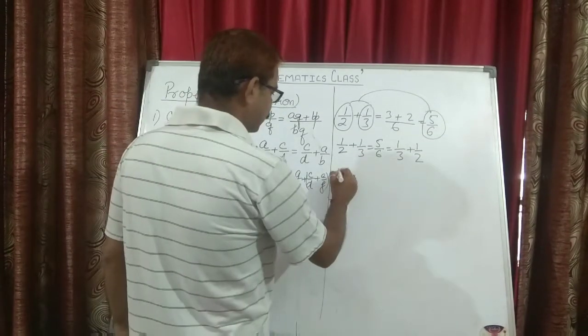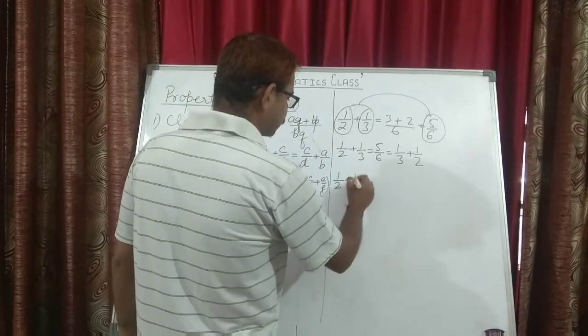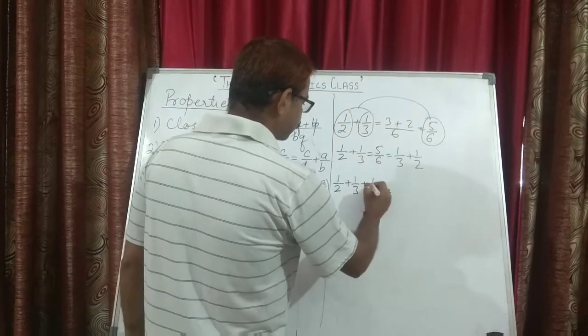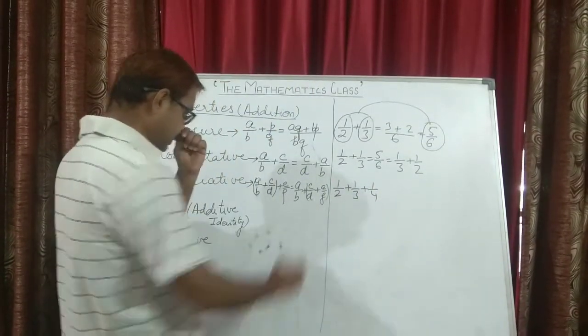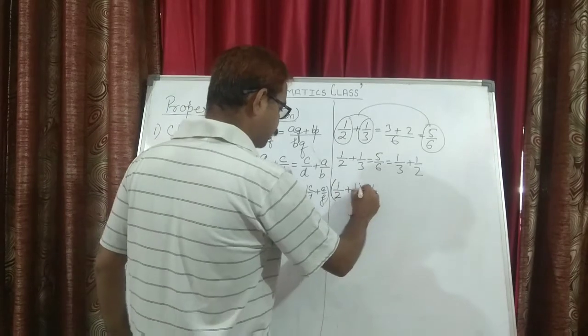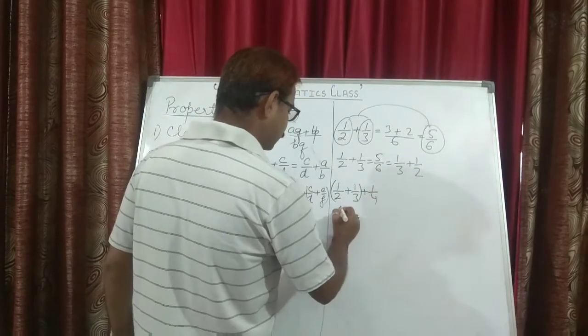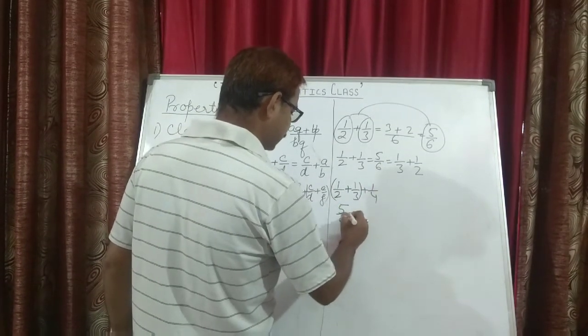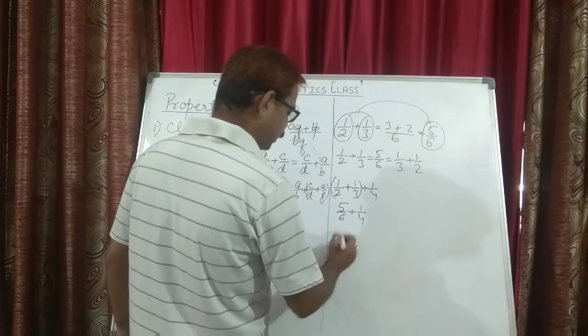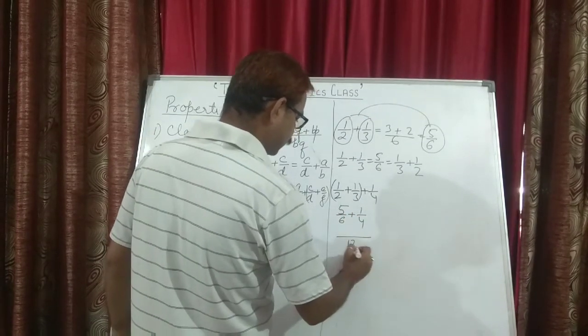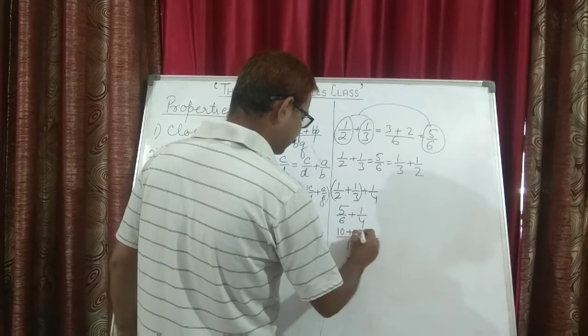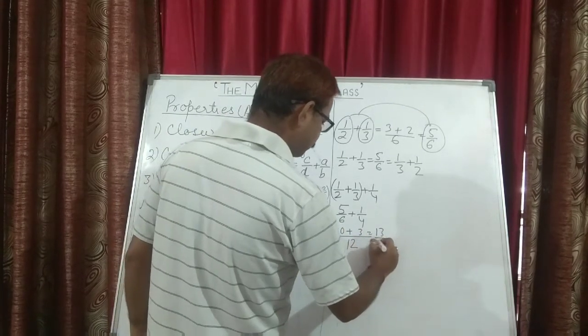Suppose I say 1 upon 2 plus 1 upon 3 plus 1 upon 4. I take this 1 upon 2 plus 1 upon 3 first. So this will become 5 upon 6 plus 1 upon 4. Their LCM will be 12. This will become 10 and 3. That is 13 upon 12.